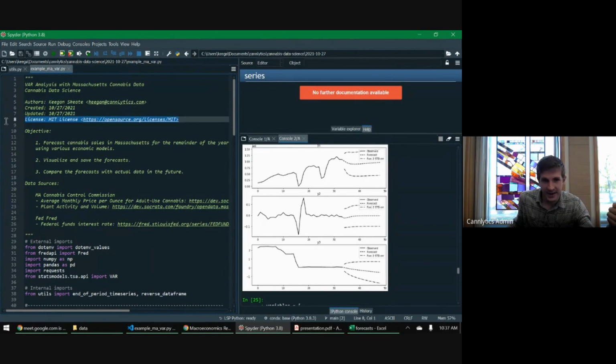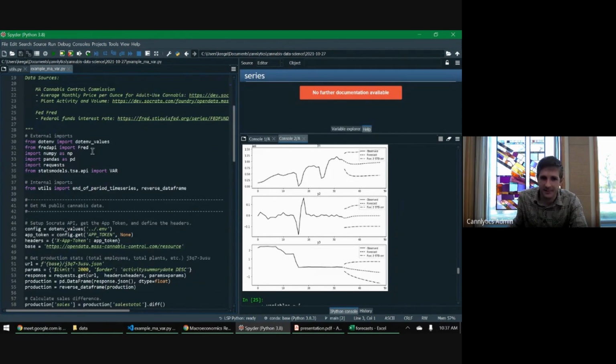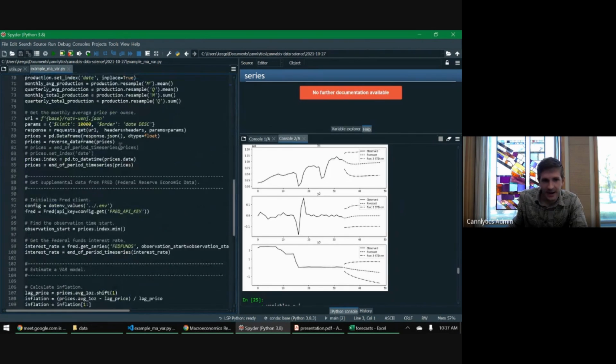So it is MIT licensed. You're welcome to use the code for any reason you see fit. It would just be awesome if you mentioned the authors and tossed in the Cannabis Data Science group if you wish. And then you're free to use the code however you see fit, and you're free to expand upon this.